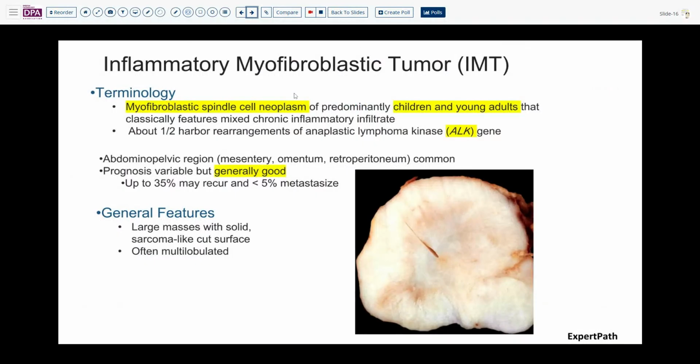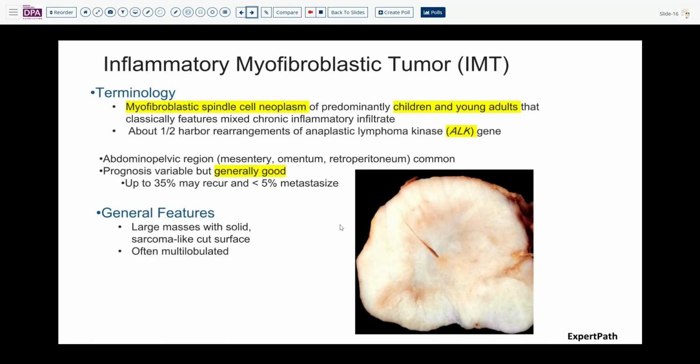Okay, the other big category, I think this one in the board examination, you may probably see one. This one is inflammatory myofibroblastic tumor. So this is a true neoplasm, usually seen in the younger age group. And then half of these cases will have this ALK gene rearrangement, and they can get involved in the GI, mesenteric and also often in the lung. The prognosis is generally good, but some of the cases may recur, but less than 5% may metastasize.